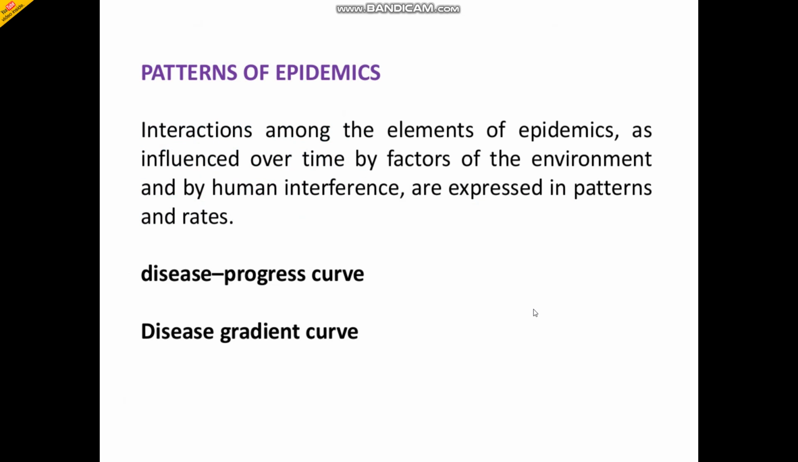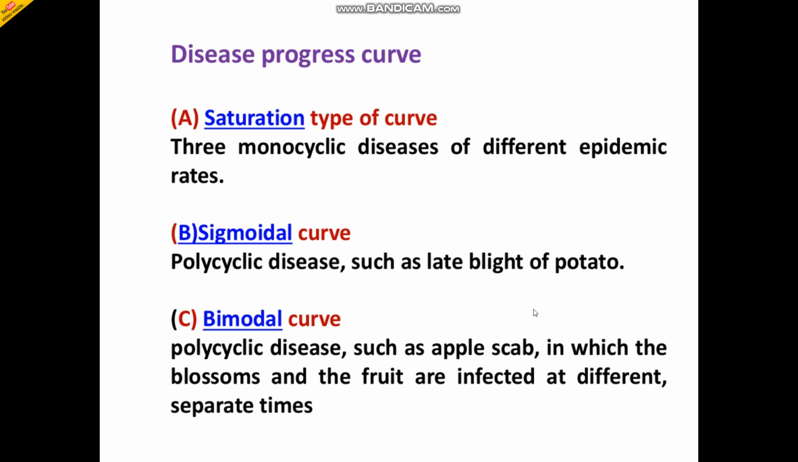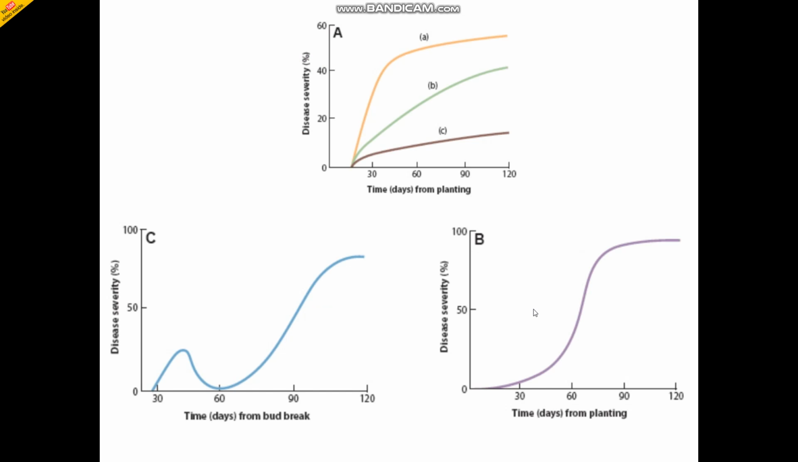Patterns of epidemics: interactions among the elements of epidemics, as influenced by time, by factors of the environment, and by human interference, are expressed in patterns and rates. This is the disease progress curve. A saturation type of curve, the sigmoidal curve, is seen in polycyclic disease such as late blight of potato. A bimodal curve is seen in polycyclic disease such as apple scab, in which the blossom and the fruit are infected at different, separate times. A saturation type of curve is also seen in monocyclic diseases of different epidemic rates.